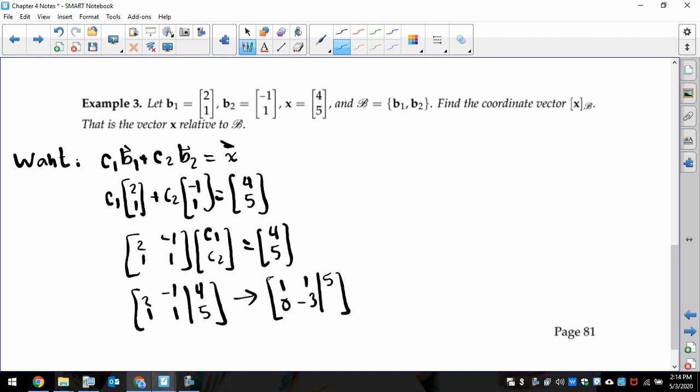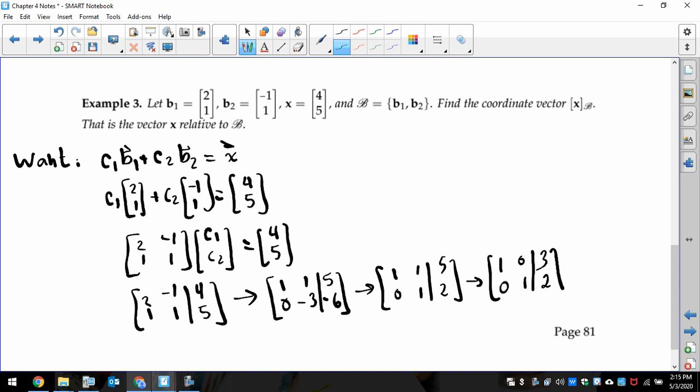So this is going to be a -3 and a negative 6. And then we'll divide that bottom row by -3, and then we'll subtract it from the top row. Aha! So this implies that the b coordinates of x in this weird basis is just 3, 2.